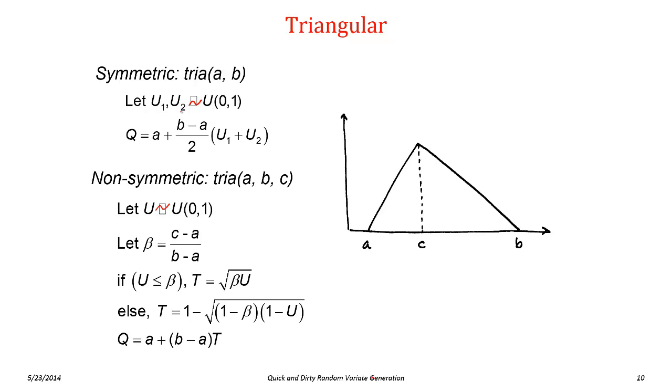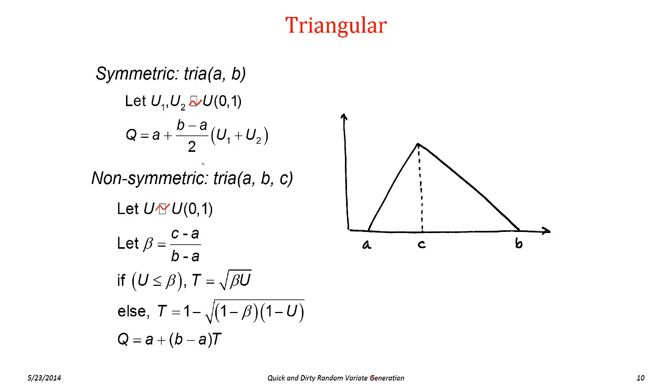If we have a symmetric triangular distribution, which means if C is exactly in between A and B, we simply sample two U01s, and then we compute Q, which we had called gamma previously, simply as A plus (B minus A) over 2 times the sum of the two U's.